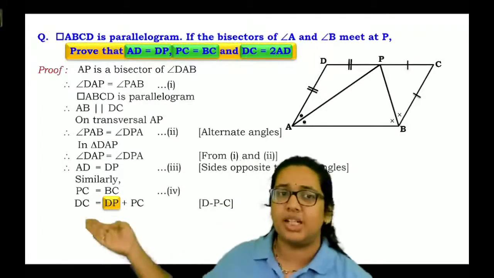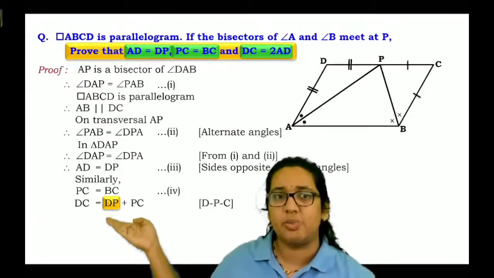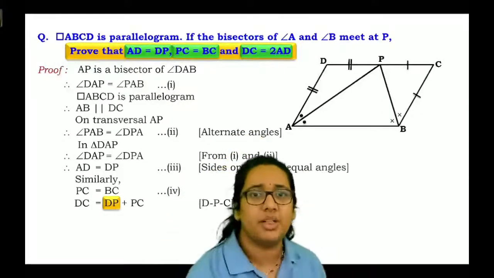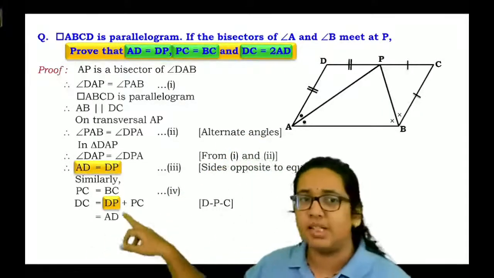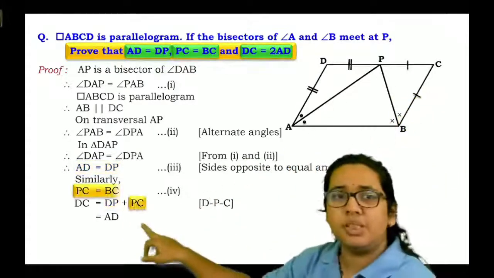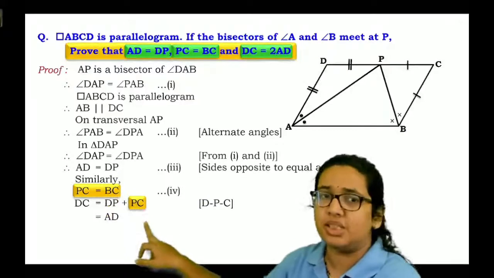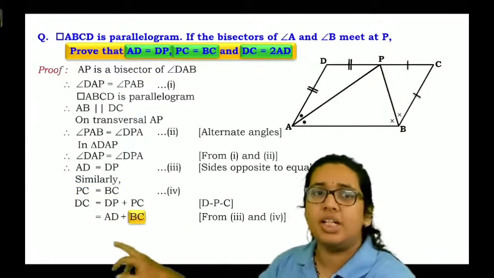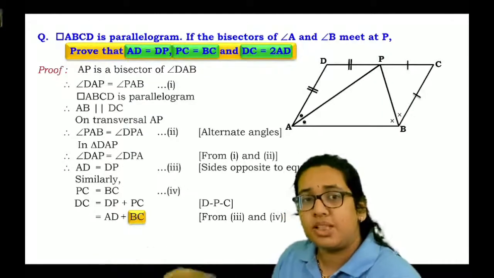So we can say that the length of BC is the same as DP plus PC. But DP is the same as AD, and PC is the same as BC. So we'll replace PC by BC. So what we will get here is BC equals AD plus BC.